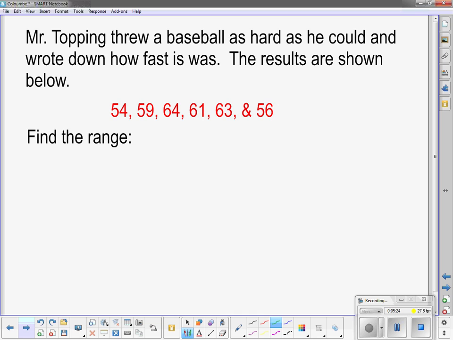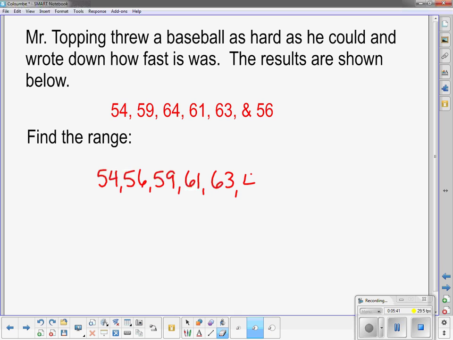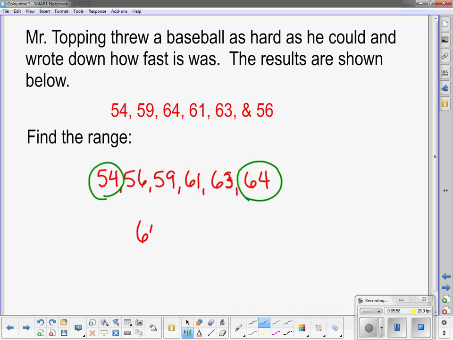Next, we're going to look at the range. In order to find the range, it helps if the numbers are in numerical order. Because I need to subtract the largest number minus the smallest number. 64 minus 54 equals 10. So that means my range is 10.